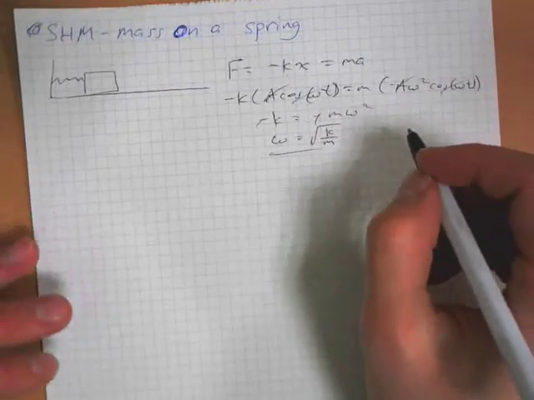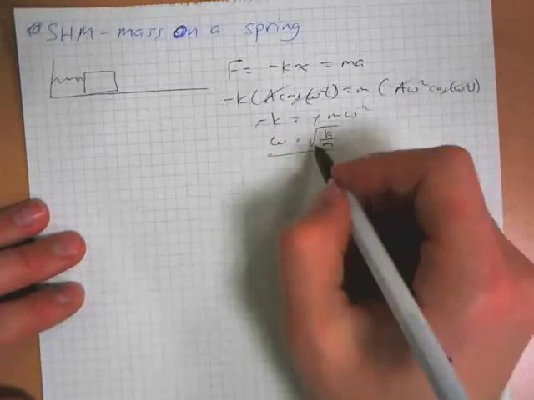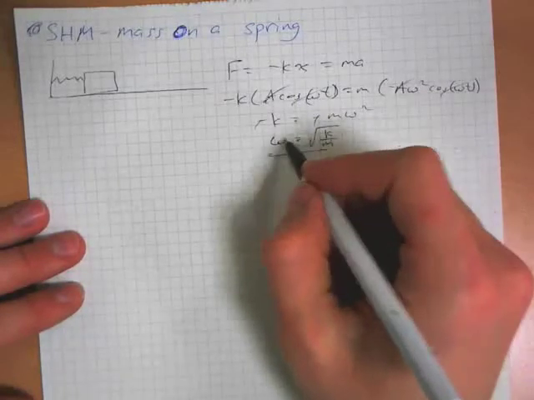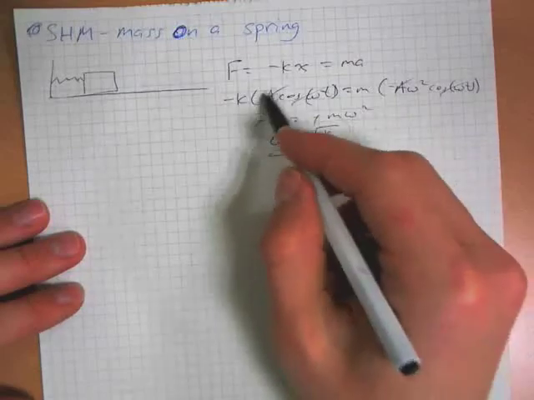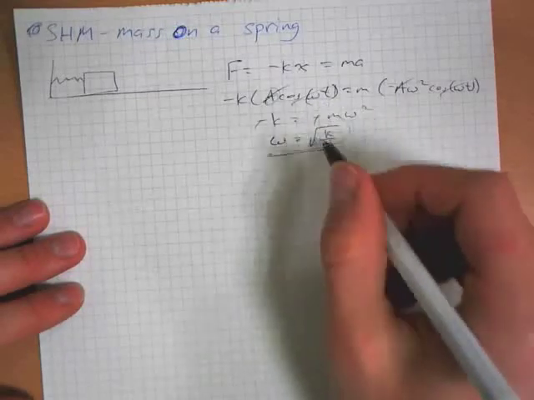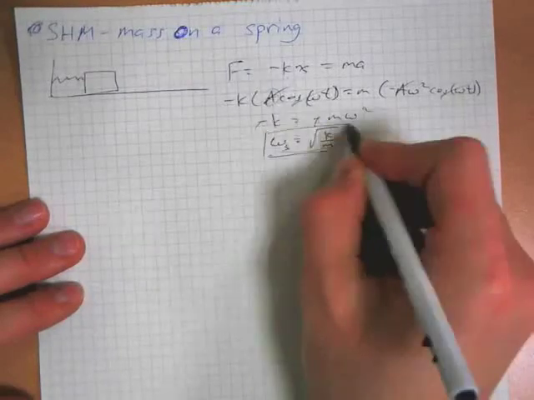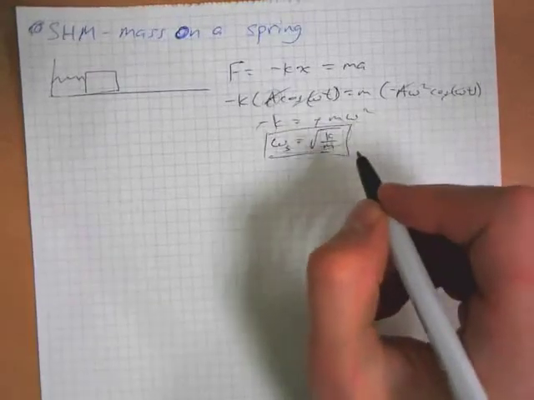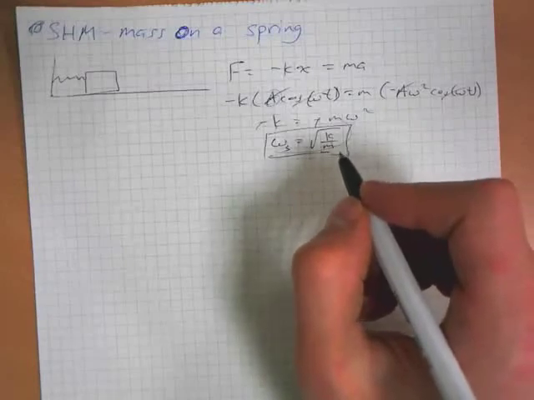So this tells us that for a given spring constant and mass, we can figure out all the oscillatory properties of the system. Though we would need to know amplitude to figure out other stuff. But you should remember that our omega for a spring is square root of k over m.